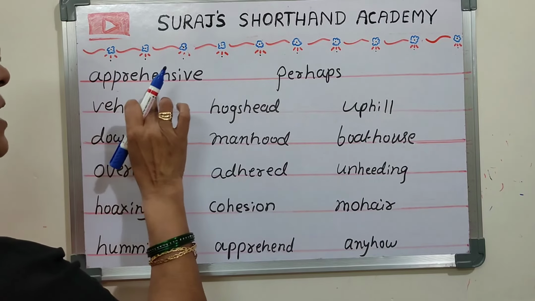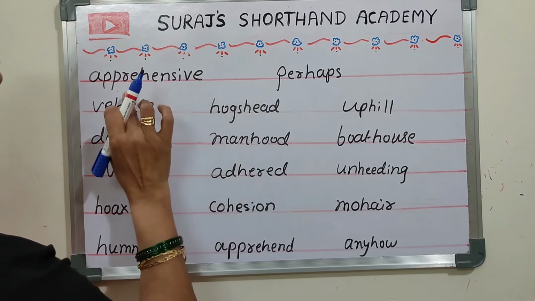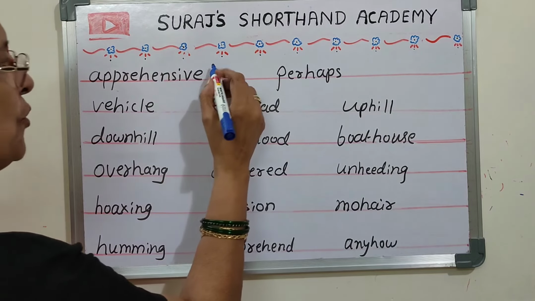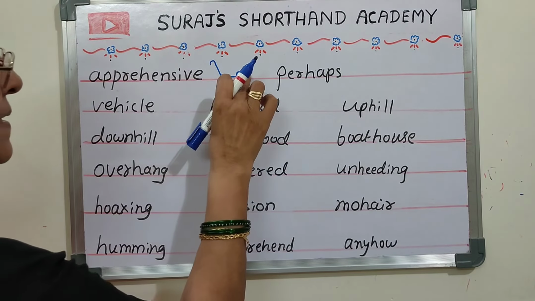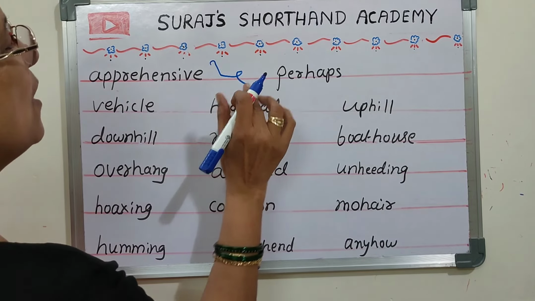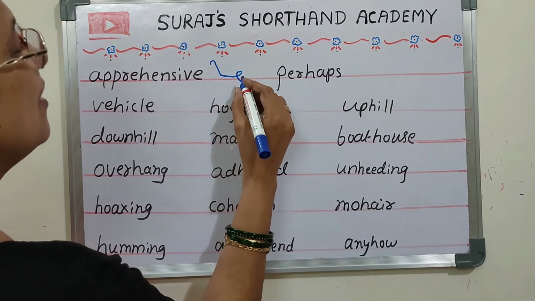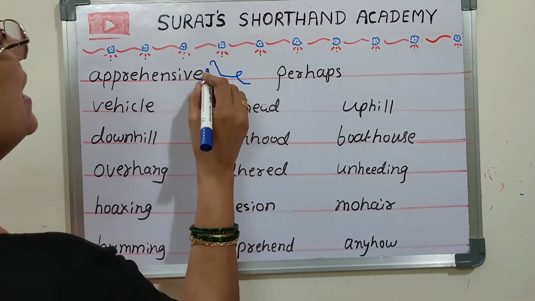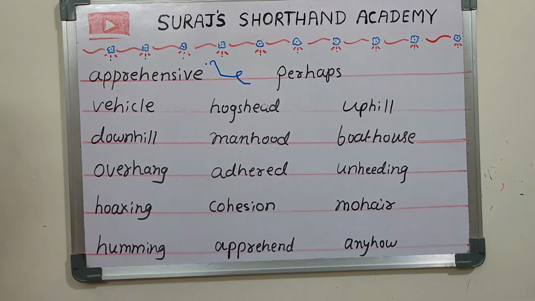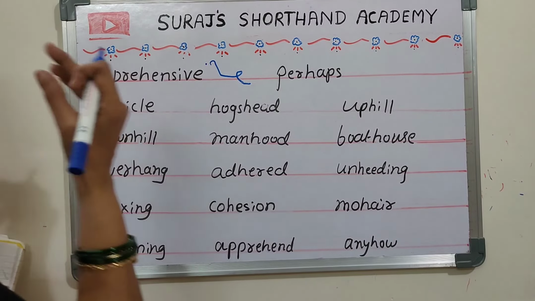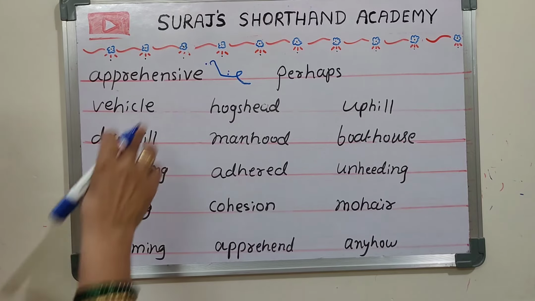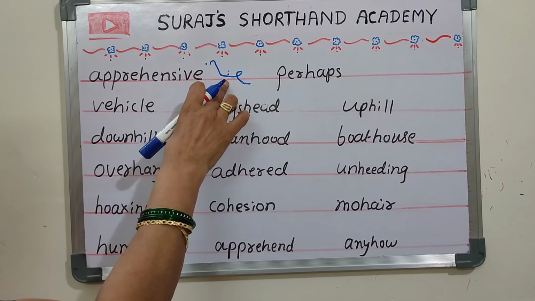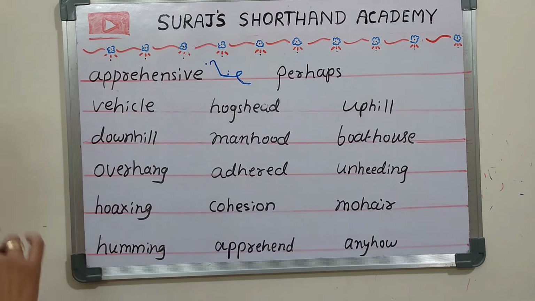Now, apprehensive. Words are big. And here, how to put the H sound. Apprehensive. Now, para is there, N circle is there, and V sound is there. Okay. This is V. Apprehensive. Here, they wrote two dots. Now, this sound is apprehensive. Apprehen. This also, a double dot will come for the H sound.